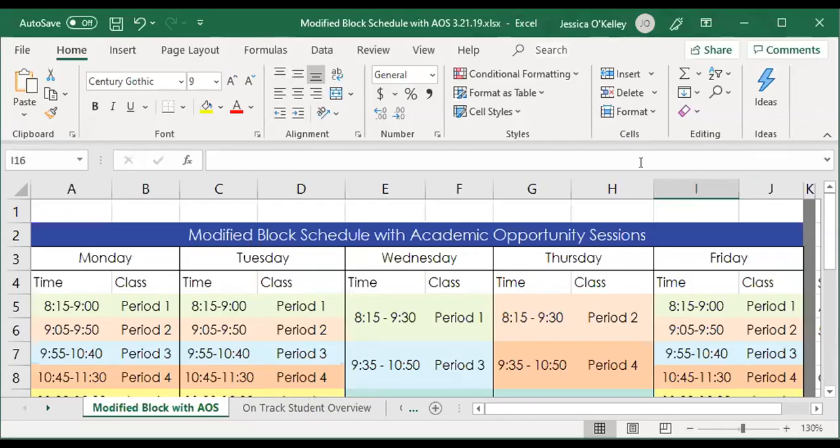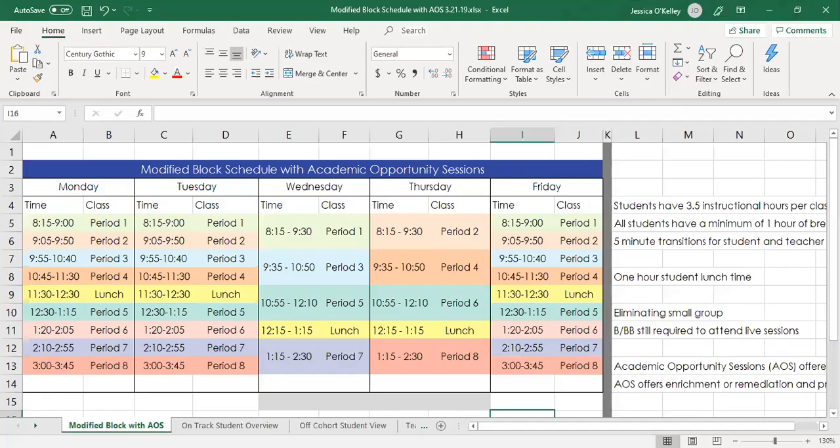Hey, so this is Jess, and I am going to try to explain to you how our schedule works. So this is a modified block schedule, which means that our students have some block days and some kind of typical instruction days. So what it looks like is they'll have 6 out of 8 periods typically.